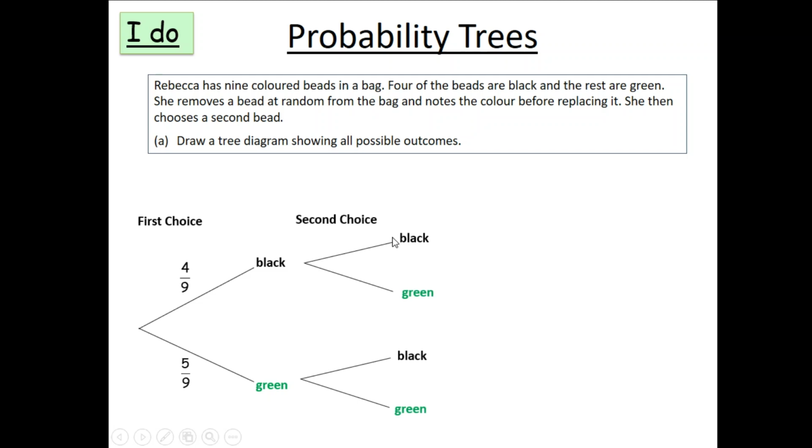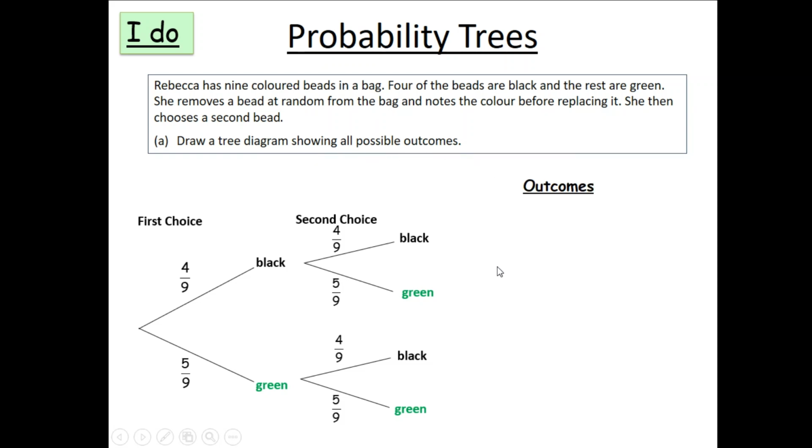So now she does that again. These are called your branches. So you'll have the same probability of getting a black and the same probability of getting a green. The same probability of getting a black, same probability of getting a green on her second choice. Now we have done the first part of this question where it said draw a tree diagram. Now this next part is show all possible outcomes.